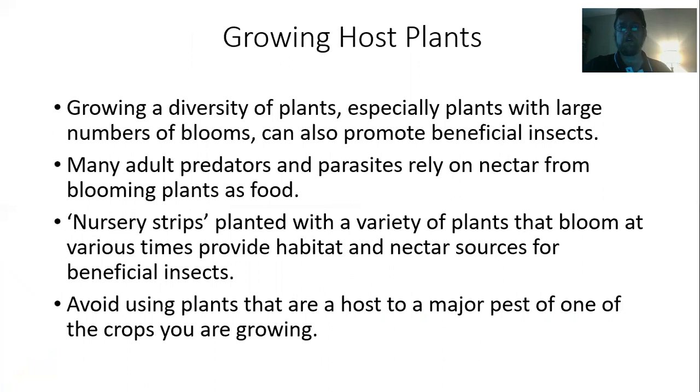So growing a diversity of plants, particularly plants with a large number of blooms, can promote the populations of beneficial insects. Many of the adults of the species that are beneficial, like predators and parasites, feed on nectar while the immatures feed on pest insects. So it's important to have those nectar sources available for those beneficial insects. Of course, the integration of those nursery strips planted with a variety of different plants that bloom at different times provide habitat and nectar sources for them. And you want to avoid using any plants that might be a host to a major pest of one of the crops that you might be growing.